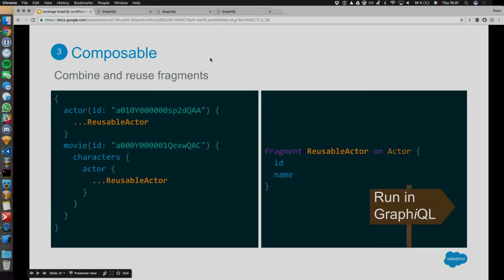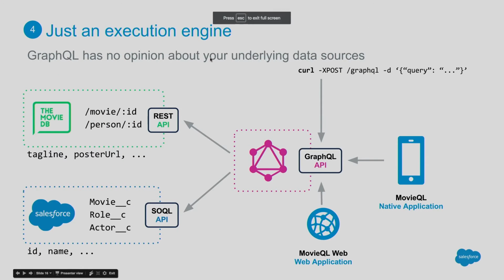So from that, we get to the final point, and one of the most important. It's just an execution engine. So on a single GraphQL endpoint, you will be able to query both, for example, our Salesforce platform, as well as getting some complementary metadata from the MovieDB. For example, in MovieQL, we're getting the picture and the average score from MovieDB.